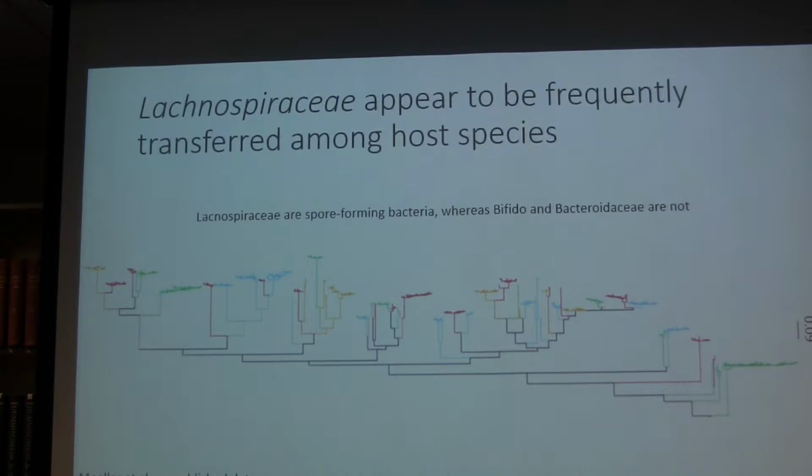And this is somewhat anecdotal, but I was trying to think of reasons why this differs so much from the other two groups. Lachnospiraceae are spore-forming bacteria, whereas Bifido and Bacteroidaceae are not spore-forming. So some bacteria can form these hard spores that allow them to survive harsh conditions, such as might be faced when bacteria are moving from one host species to the other. I'd like to look at more bacterial families in the future to see if that pattern holds up, but it's possible that the life histories of the bacteria are influencing the propensity with which they're able to be transferred or co-speciate.